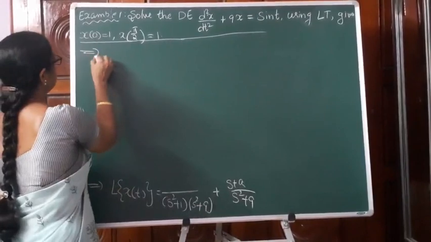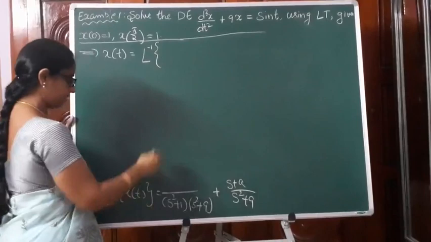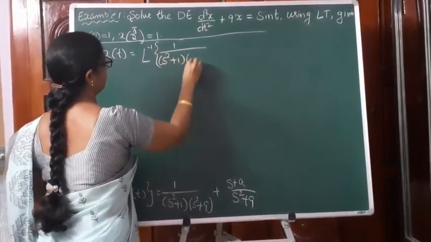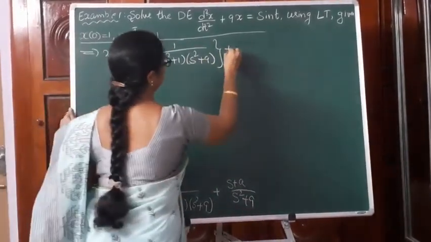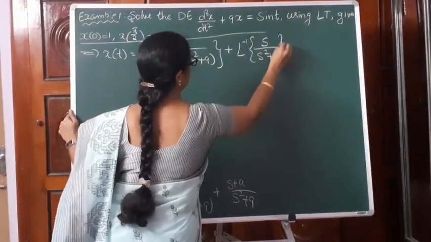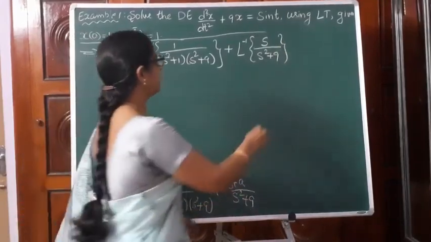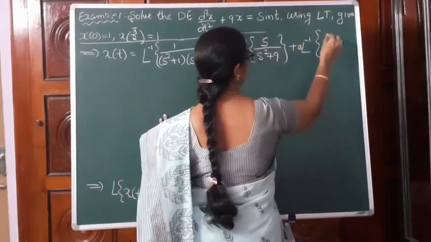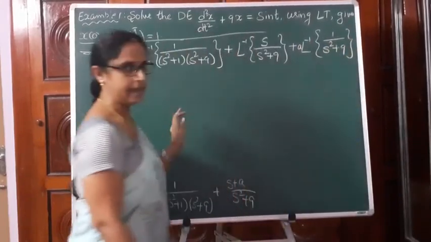X of t is equal to L inverse of 1 by s square plus 1 into s square plus 9 plus L inverse of s by s square plus 9. Here we are separating these two terms as s by s square plus 9 plus a by s square plus 9 plus L inverse of a by s square plus 9, or a can be taken outside, L inverse of 1 by s square plus 9.